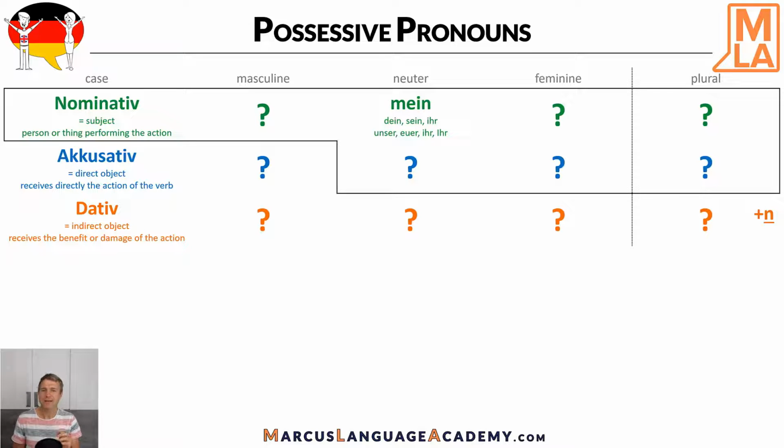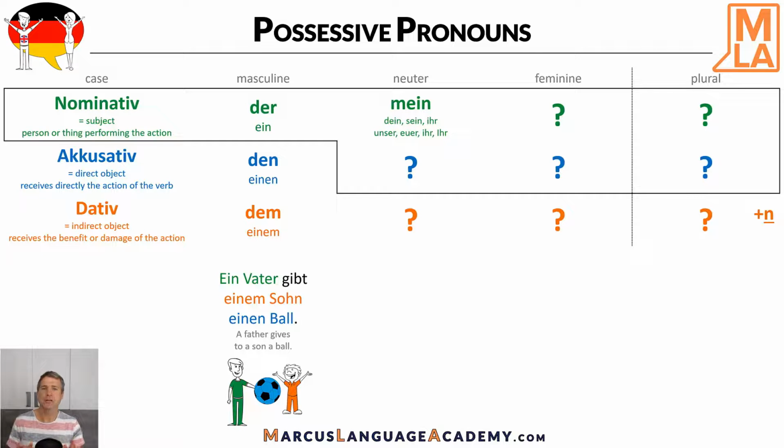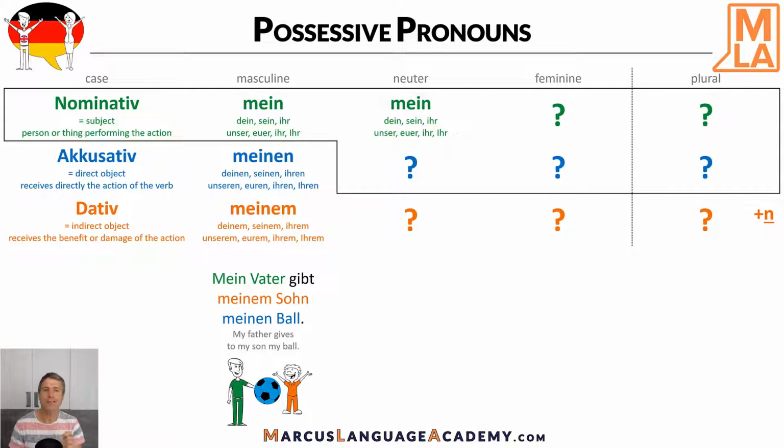Here we had an example sentence for the indefinite masculine articles. Ein Vater gibt einem Sohn einen Ball. A father gives to a son a ball. The nice thing is that the possessive pronouns behave like the indefinite articles. And therefore the sentence reads as follows with possessive pronouns. Mein Vater gibt meinem Sohn meinen Ball. My father gives to my son my ball.